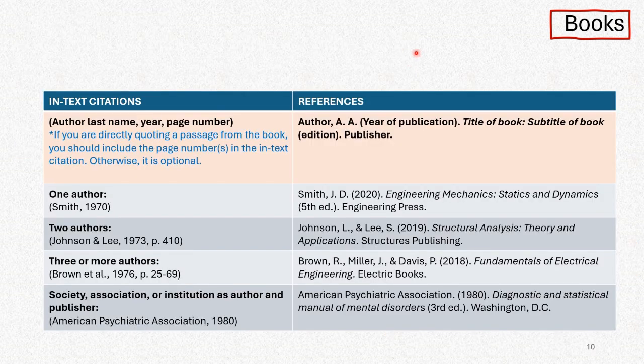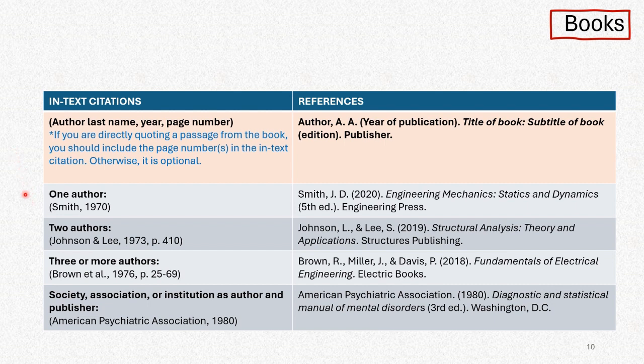The format to cite a book is shown here. So in the in-text citation, you should write the author last name, comma, followed by year of publication, comma, and page number in parentheses. Note that if you are directly quoting a passage from the book, you should include the page numbers in the in-text citation. Otherwise, it is optional. So let's say you are paraphrasing it, then it is not compulsory to write the page number.